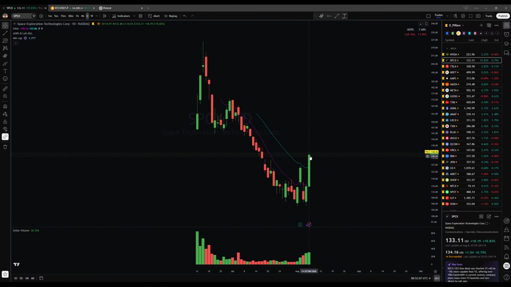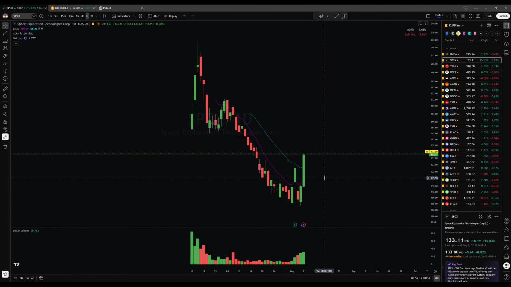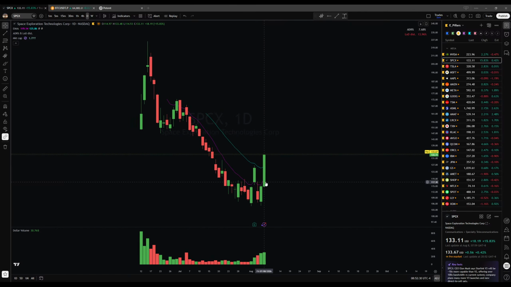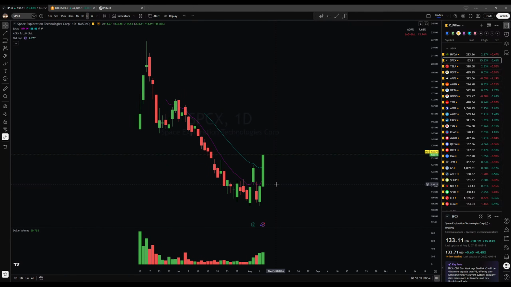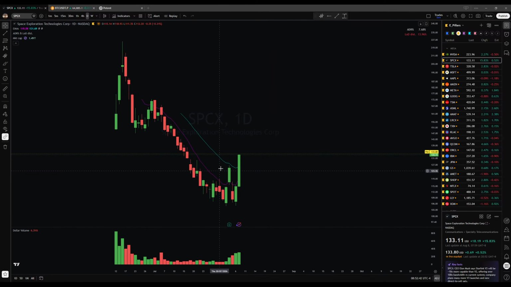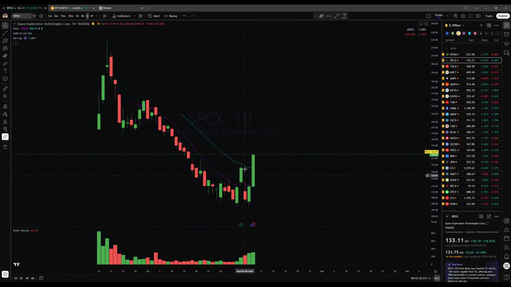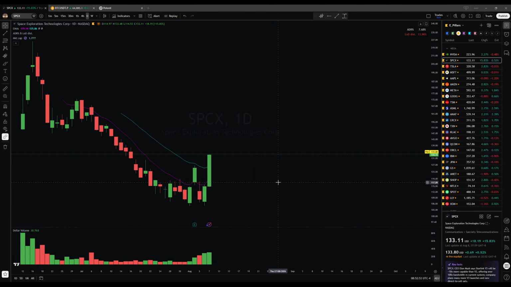SpaceX is getting step one of a character change, or a trend change, as it closed above the 9 EMA as well as the 21. I'm generally using only the 9 because it's faster, and most of the time the stock is only going to recover from one of the EMAs. But SpaceX got above both the 9 and 21 after Friday.